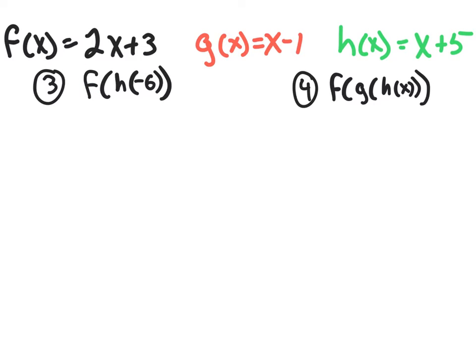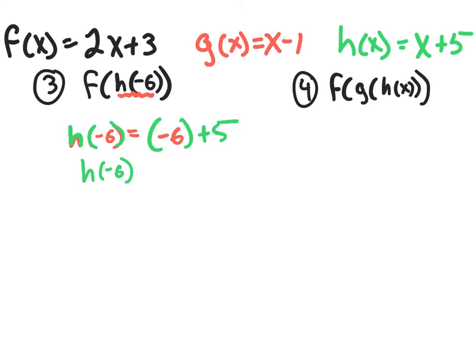So let's start by doing this inside part. I'm going to rewrite it. H of negative 6. Well, actually, I should have written this in green because the h function is in green. So the green function reads x plus 5, and we are inputting the negative 6. So h of negative 6 is really negative 6 plus 5, which is negative 1. So what I'm saying here is that the h of negative 6, that's really negative 1. Do we all agree?